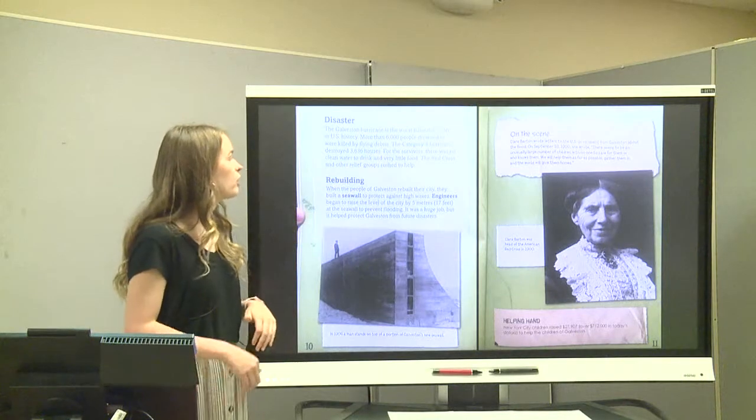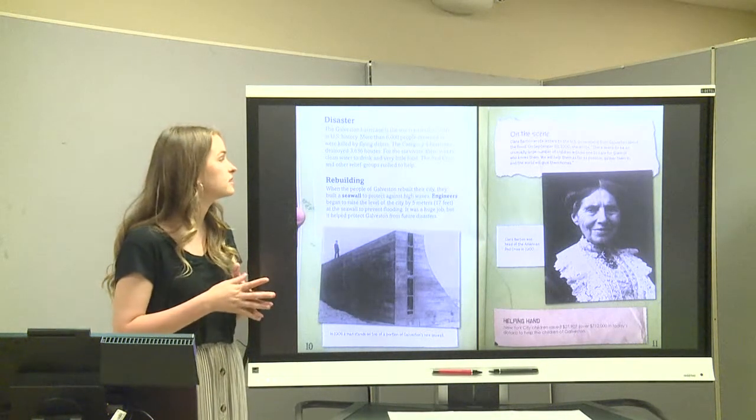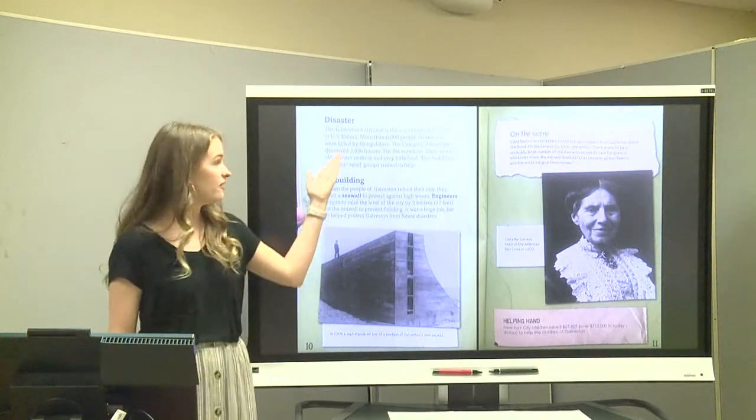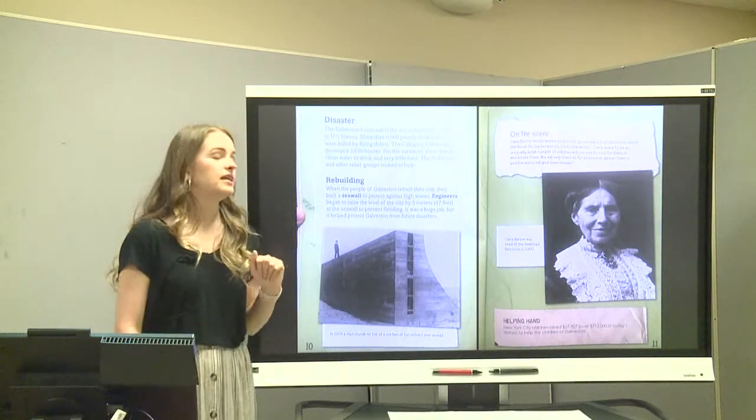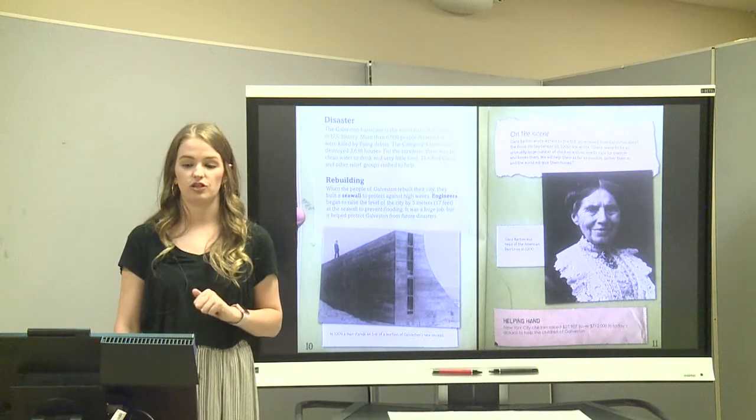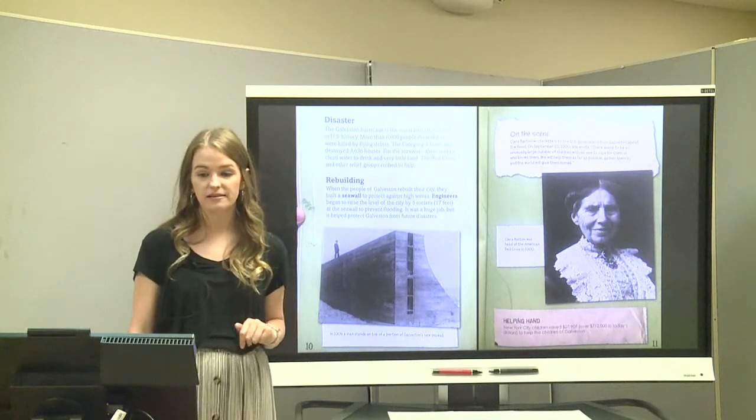The Category 4 hurricane destroyed 3,636 houses. I think that number shows us the amount of physical damage. 3,636 houses were destroyed. I want you to add that to your notes.